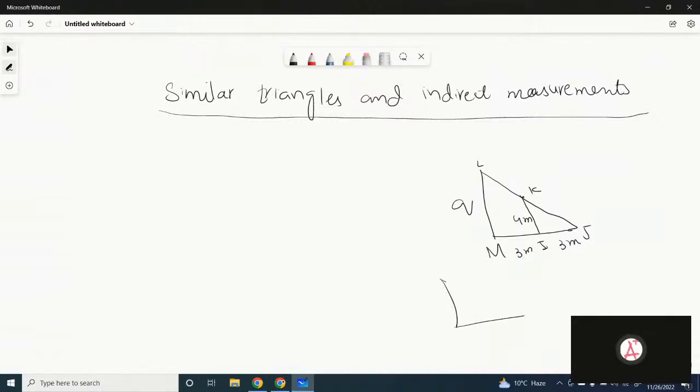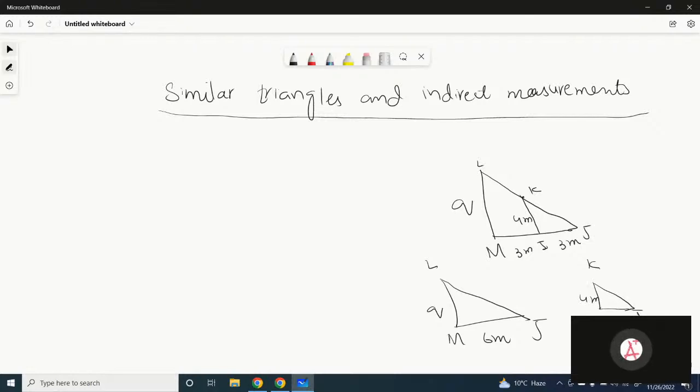This one is the greater one, M, J, and L. Here is the Q in the greater triangle, and this one is 3 plus 3. The length of MJ is 6 meter. Got it? Let's just draw the smaller triangle. The smaller triangle is J, I, and K. This is 3M and this is 4M.